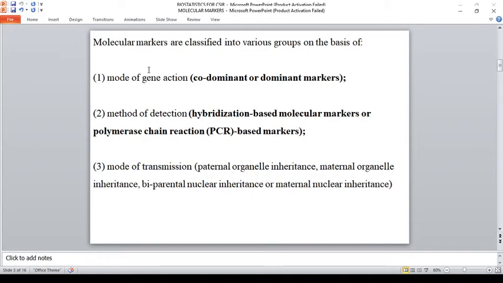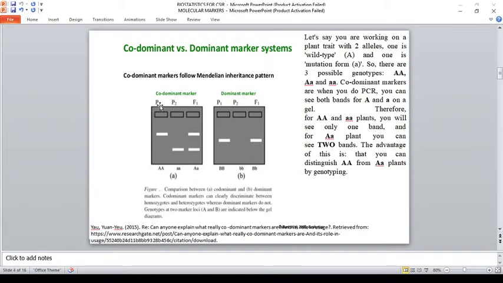Molecular markers are classified into various groups on the basis of mode of action, whether the marker is codominant or dominant; the method of detection, whether the marker is detected by the hybridization method or a PCR based method; and the mode of transmission, whether it is paternal organelle inheritance, maternal organelle inheritance, biparental nuclear inheritance or maternal nuclear inheritance. So the first thing we should know is the difference between codominant marker and dominant marker.